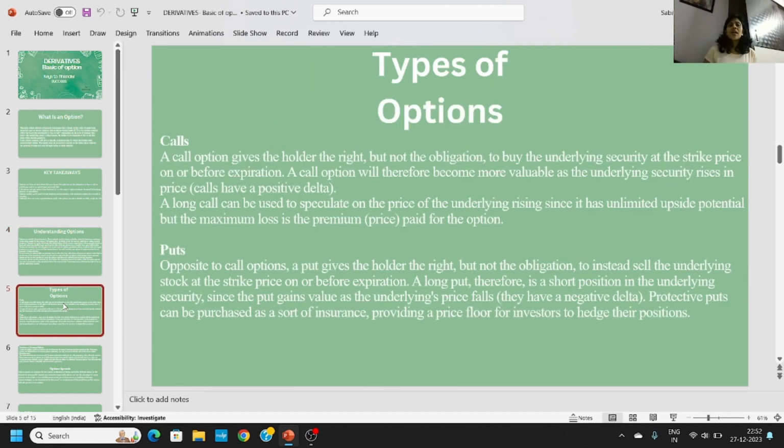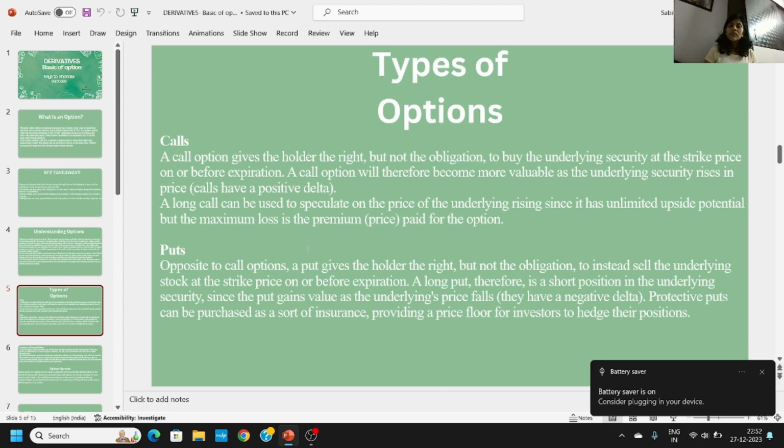Types of options: call option and put option. A call option gives the holder the right but not the obligation to buy the underlying security at a strike price on or before expiration. A call option will therefore become more valuable as the underlying security rises in price. Calls have a positive delta.